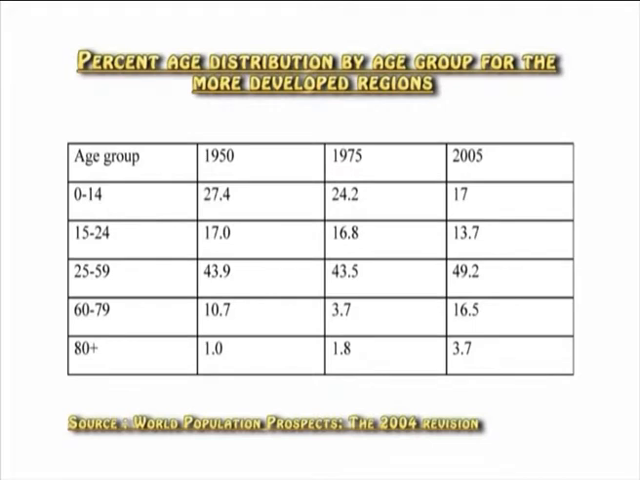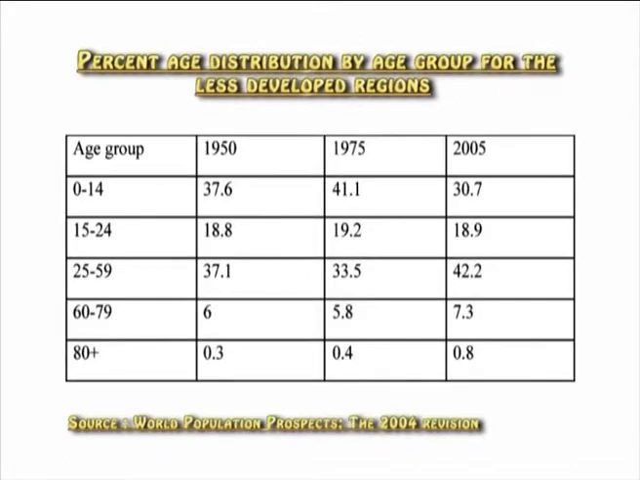Since 1990, all major areas have experienced declines in the proportion of adolescents who are married or in a union, with the exception of Latin America and the Caribbean, where the prevalence of early marriage and union formation has remained virtually unchanged over the past 2 decades. Table 1 shows that the age distribution for more developed regions has shown a decline in the proportion of children and youth between 1950 and 2005, while the proportion above 60 has increased.